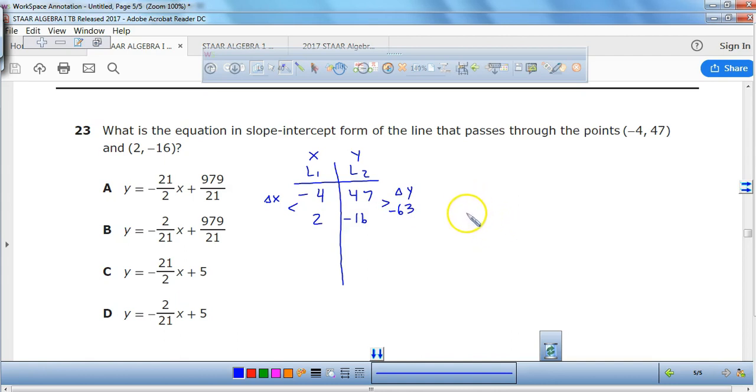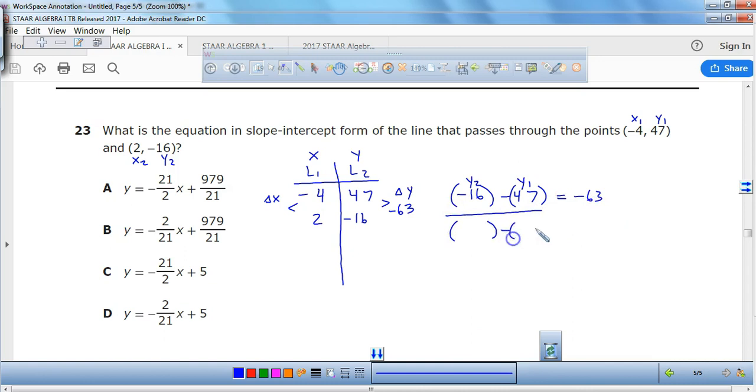Okay, that's one way to do that. You could take the y2 value, which is -16, y2, x2, x1, y1. Right, take -16, which is your y2 value, and take away 47, which is your y1 value. When you do that, you get -63 over.